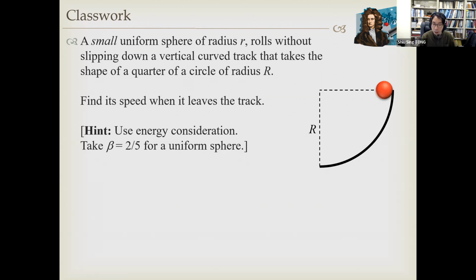You just remember the important things. The important thing is that the KE is now equal to half mv squared plus half I omega squared. So you have to know what is v, what is omega. And for pure rolling, omega is related to the linear speed of this ball, right?